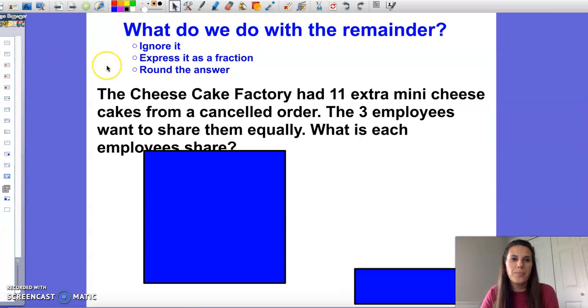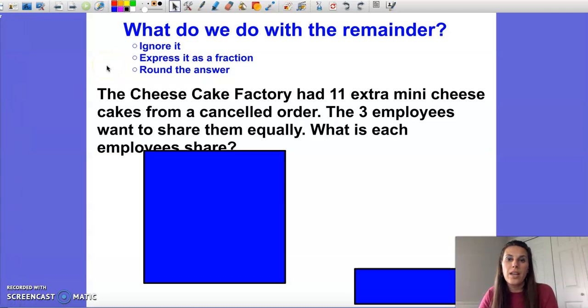How about this example? The Cheesecake Factory had 11 extra mini cheesecakes from a canceled order. The 3 employees want to share them equally. What is each employee's share? Go ahead, pause the video, and then hit play when you're ready to check.